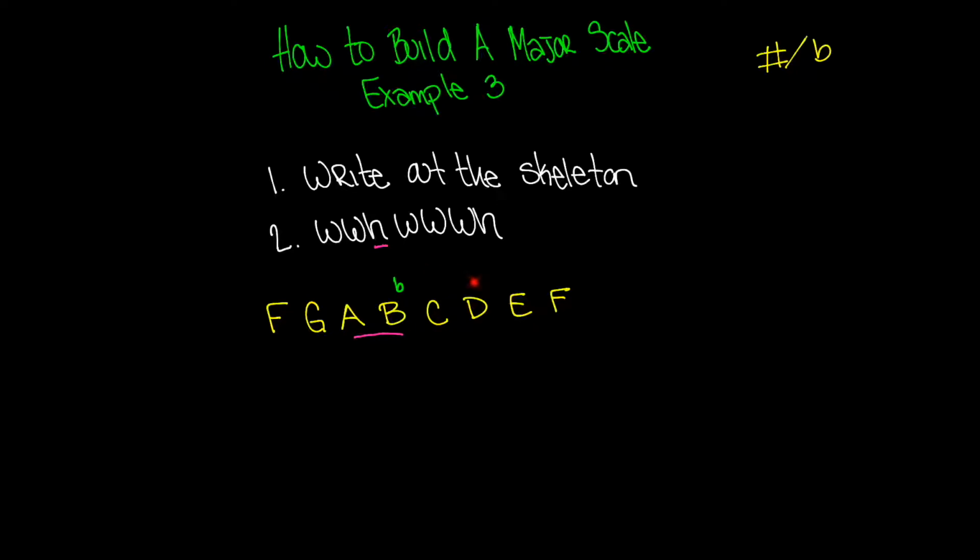From C to D, is that a whole step or a half step? That is a whole step. From D to E, whole step or half step? That's a whole step. And finally, from E to F is a half step. So now we've properly built an F major scale, and you can see the F major scale gets built with a B flat.